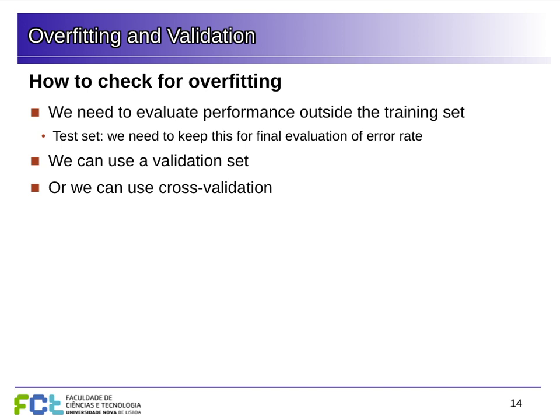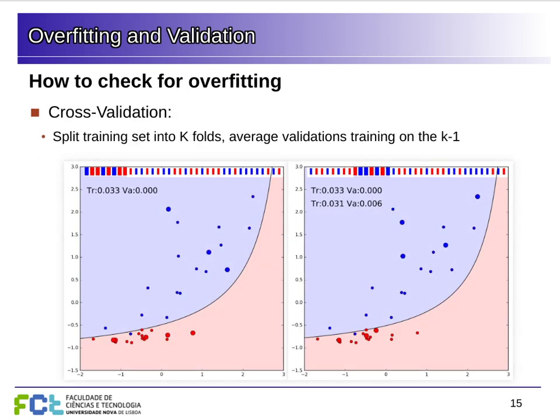So how do we check for overfitting? We need to use data outside the training set. Our model may be fitting very well to the training set, but the question is how it's doing outside the training set. We can do it in two ways. We can use a validation set, so we have some part of our data for training and part for validation, or we can use cross-validation. Cross-validation is widely used in other fields of machine learning, and it basically consists of splitting our training set into different folds.